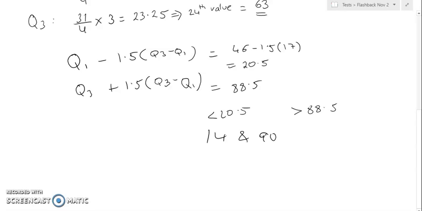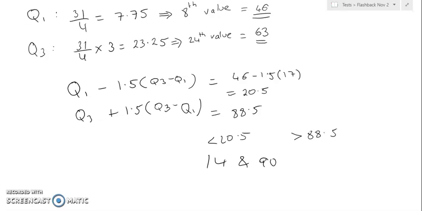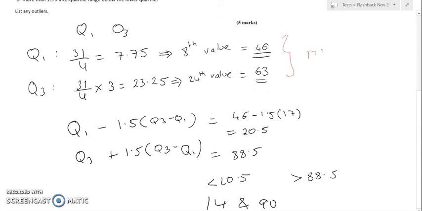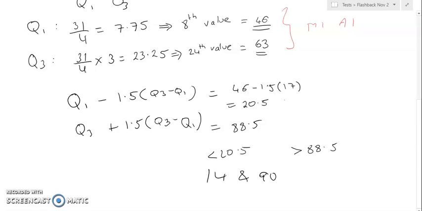Okay, where are the marks allocated? So these two are worth a method and an accuracy mark. I would say because the formula is given, each of these are only worth an accuracy mark, and then the final answer is worth an accuracy mark. And that's your 5 marks for this question.